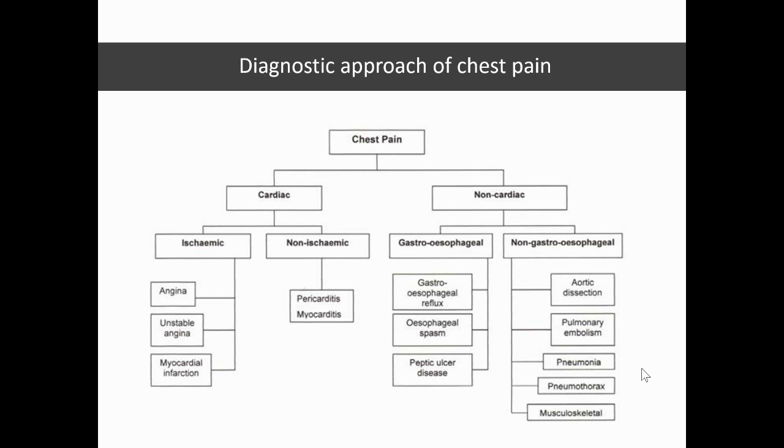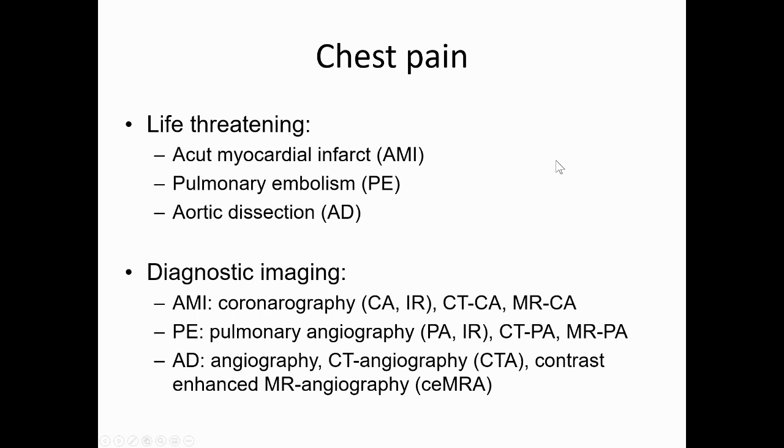Let's now move on to chest pain. Chest pain can either be cardiac or non-cardiac. Within the cardiac group, we have ischemic and non-ischemic causes like angina, myocardial infarction, pericarditis, etc. On the non-cardiac group, we have the GI and the non-GI causes like pneumonia, pneumothorax, etc. The three most important of these are myocardial infarction, pulmonary embolism, and aortic dissection.